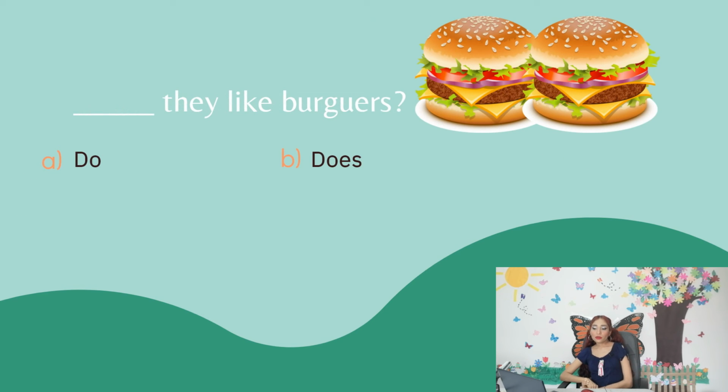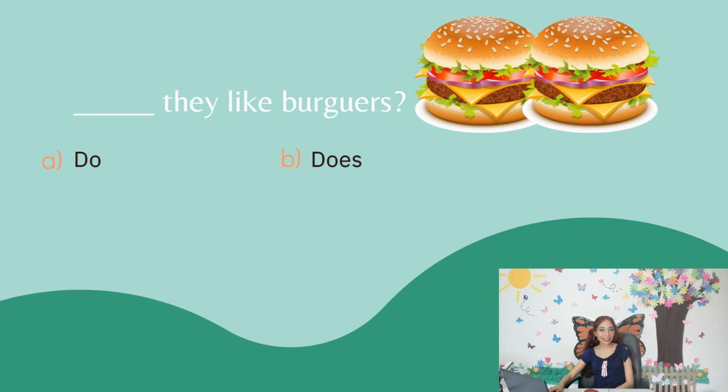Okay, now you need to fill in the blank by saying A or B depending in the question. Pay attention, this is a question, es una pregunta. Do or does they like burgers? A or B? The correct answer is letter A. Do they like burgers? Okay, remember, we never use does with they. Con they siempre usamos do.